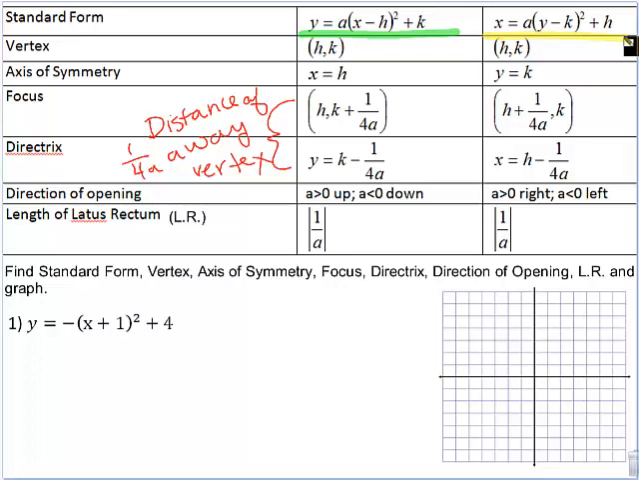And then the focus and the directrix, these also are 1 over 4a away. Except since we're opening left and right, we are adding it and subtracting it to our x slot, our h, because our focus and our directrix now will either be left or right. And then it's going to open right if a is greater than 0 and left if a is less than 0. And the LR is still 1 over a.